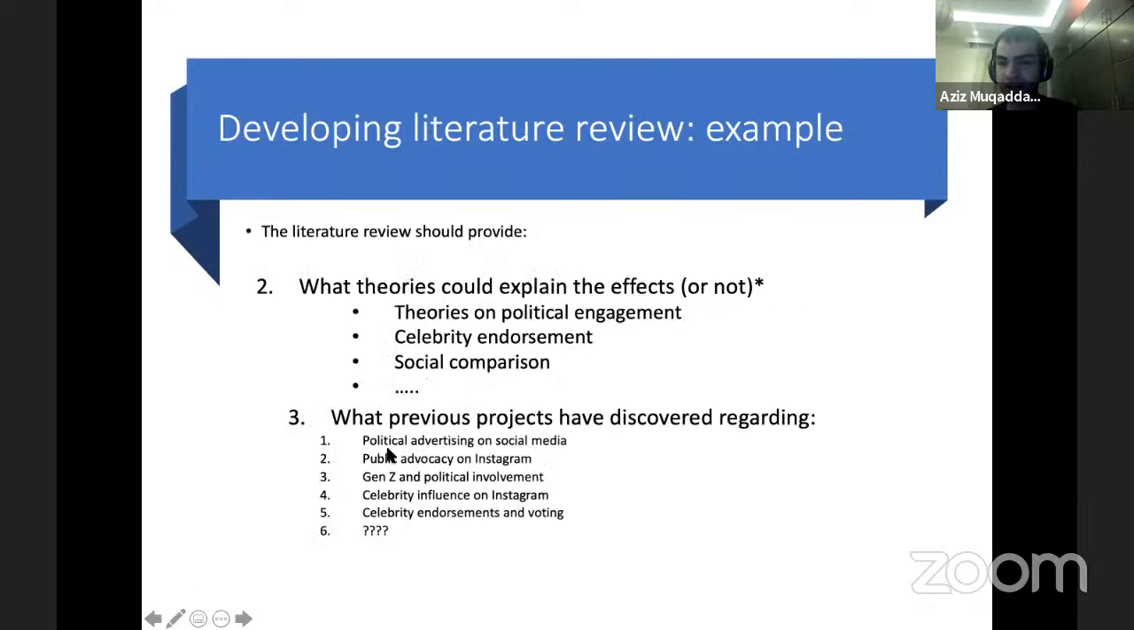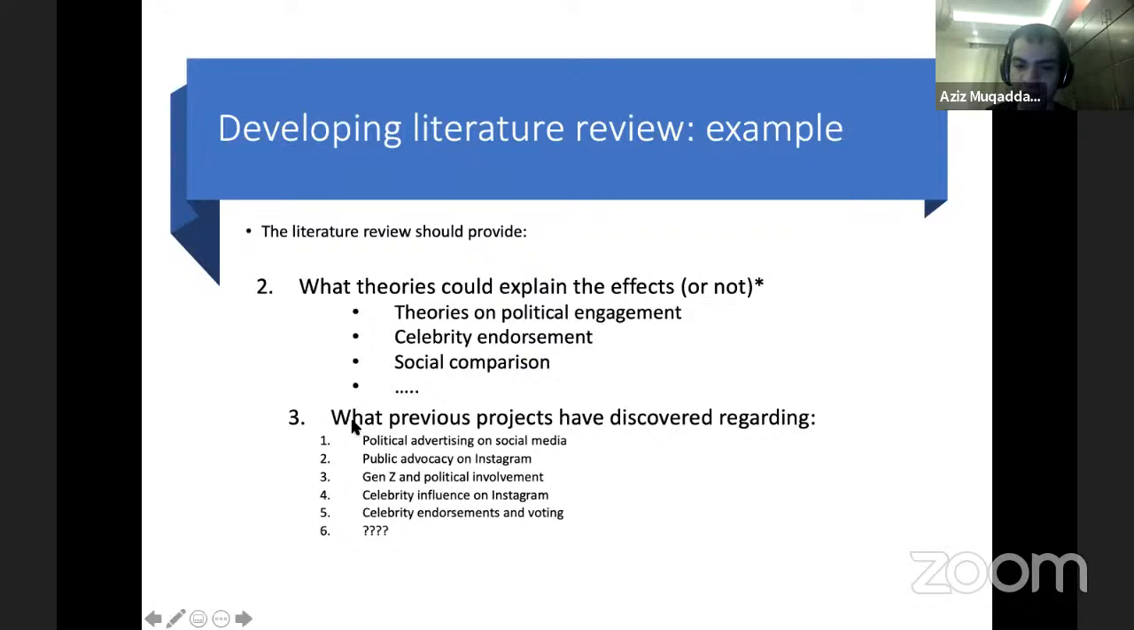So assuming, for instance, there has been research done on political advertising in social media in general. What does that research show? What's the effect? Positive, negative, neutral, or Gen Z and political involvement? So what do we know about the political involvement of Gen Z, right? So things like that. So previous research of related topics, even if they're not exactly the same topic. Well, they need to be not exactly the same, because if someone tested exactly what you're investigating, then your research is technically not adding anything, right? Because it has been done. Your research has to add some nuance, right?